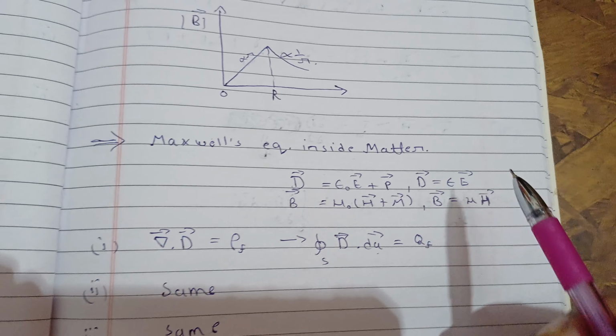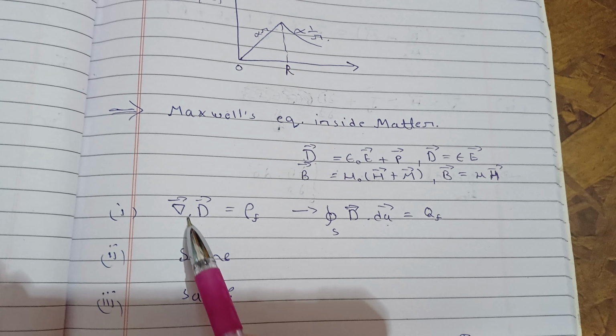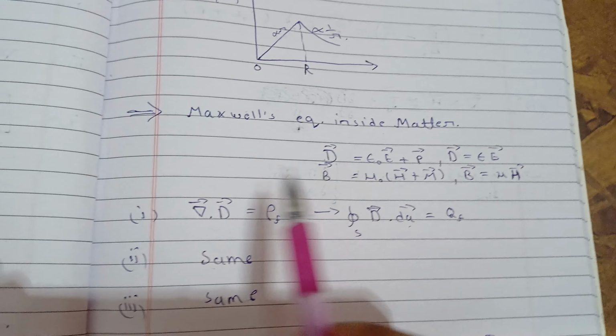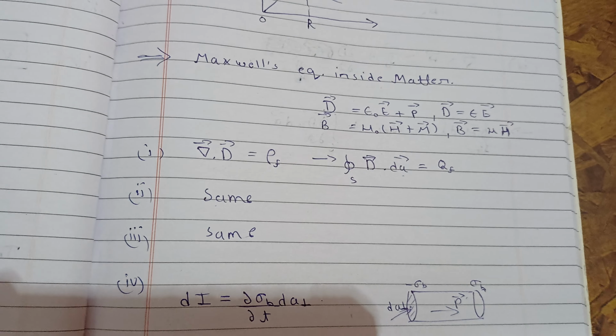So the first equation will be changed to this. We studied that the D vector depends on the free charge only. So del dot D equals rho F, and the integral form will be D dot dA equals Q F. So this is your first equation in matter. The second and third equations will remain the same, but the fourth equation will change.